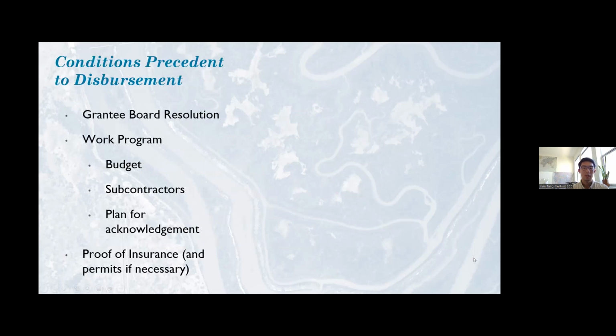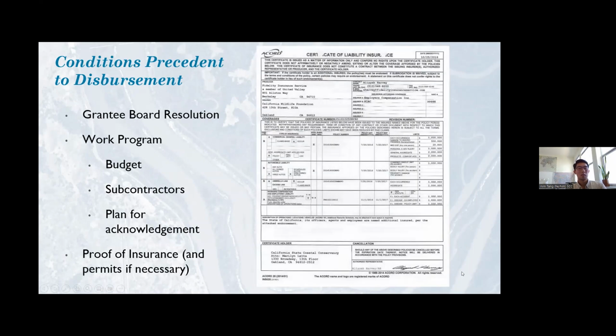Yeah, that is going to be the next slide. So, notice to proceed and the conditions precedent to disbursement. After all the conditions precedent to disbursement are met, that is when you will receive a notice to proceed. Under the conditions precedent to disbursement, there is the grantee board resolution, where the grantee's board authorizes a designated person to follow the Conservancy's grant requirements and execute the project.